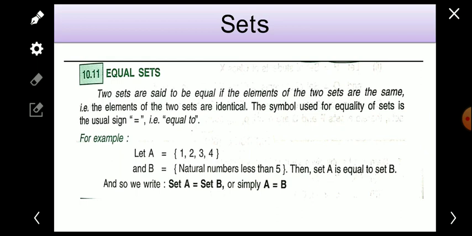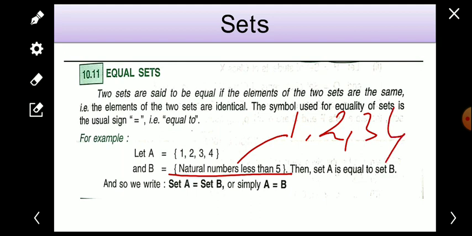Suppose that here two sets are there, set A and set B. Set A is equal to 1, 2, 3, 4. Set A is the set of the numbers 1, 2, 3, 4, and set B is the set of natural numbers less than 5. If you write the natural numbers less than 5, it will be 1, 2, 3, 4.